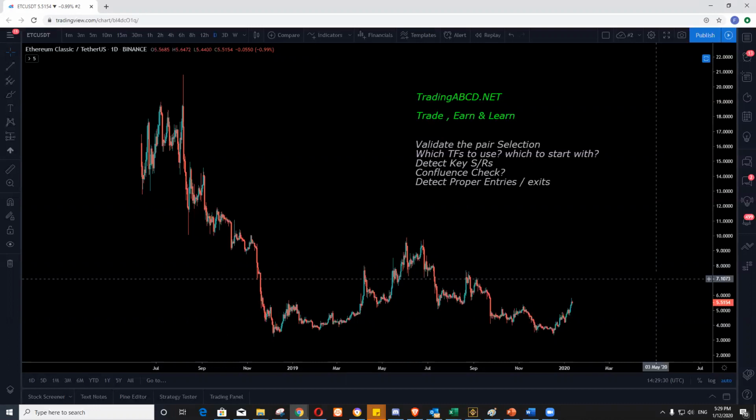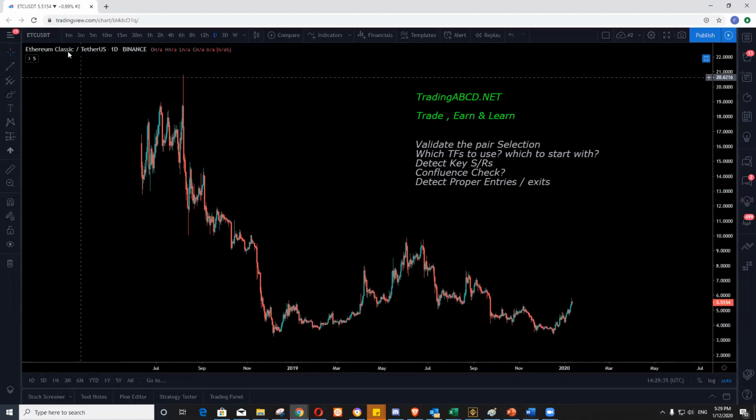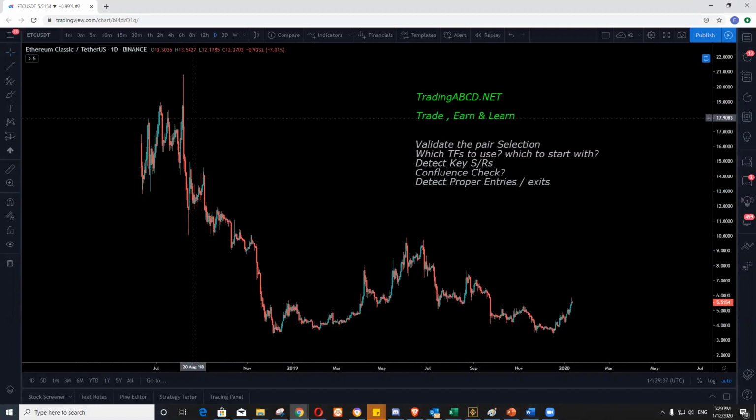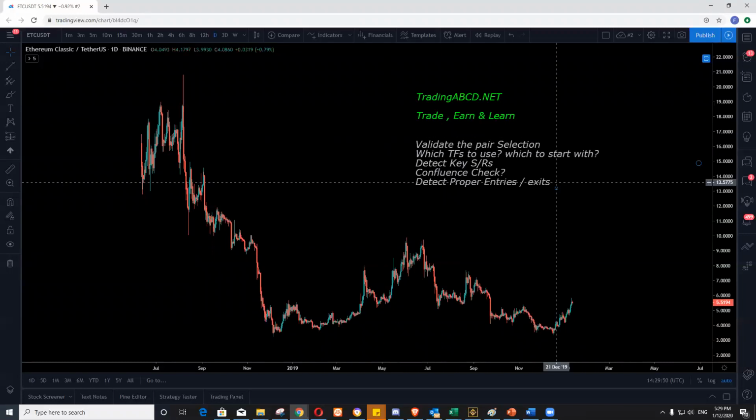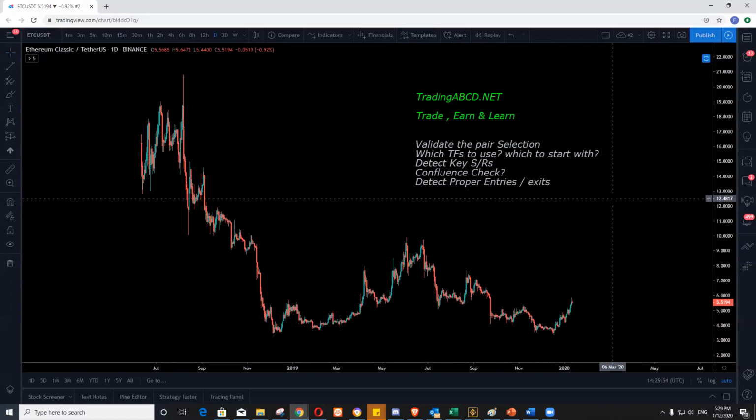So let's start. I had chosen this pair, which is Ethereum Classic. Recently I see many are talking about it, and it's already uptrending, so it's very good for trend traders to choose uptrending coins. We'll try to validate the pair selection first, then we will choose the time frame, which time frame to start with.